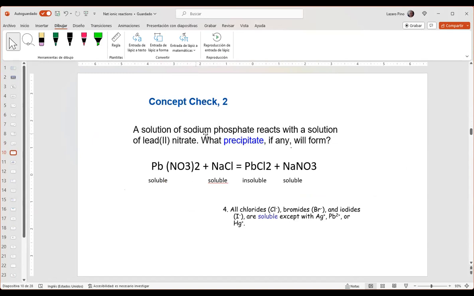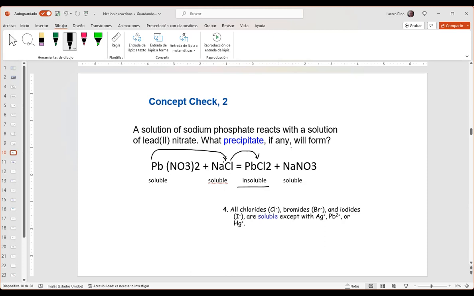A solution of sodium phosphate reacts with a solution of lead-2 nitrate. Then we have two compounds. What do we do in this case? Well, we put the cation in the first compound with the anion in the second one, and we get this compound. If you go to the solubility rules, you can see that this compound is insoluble.